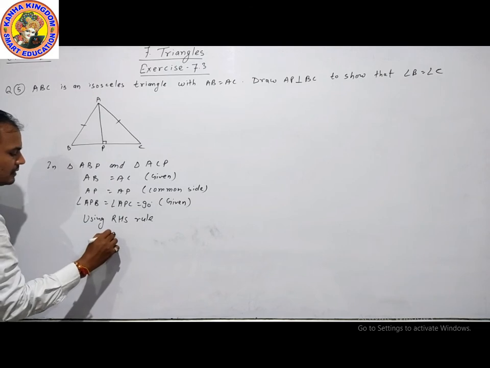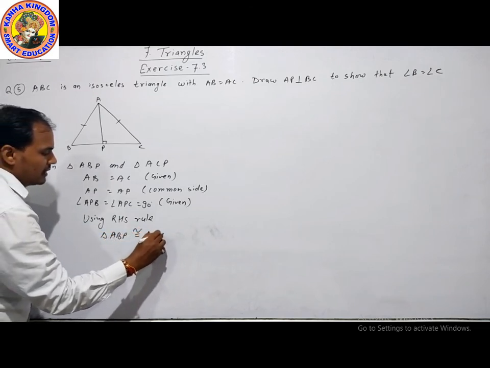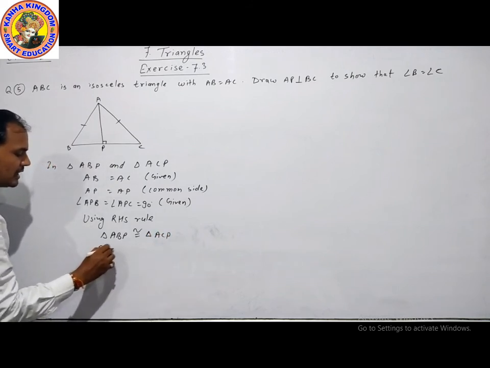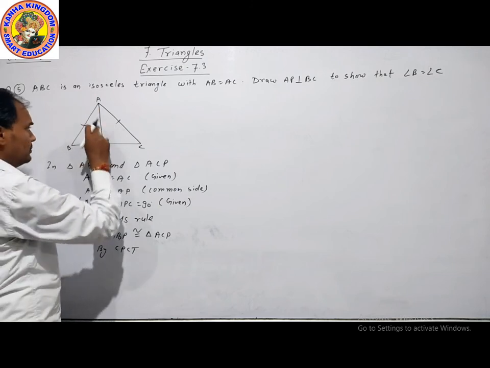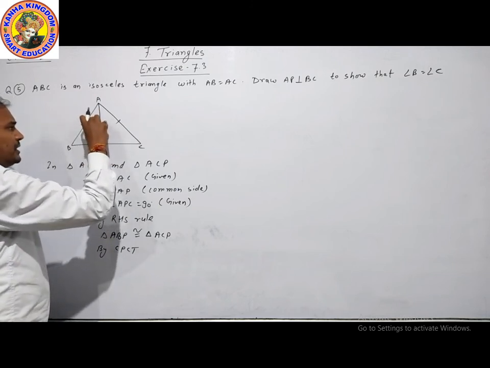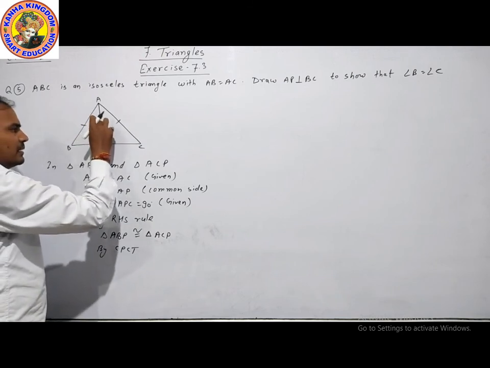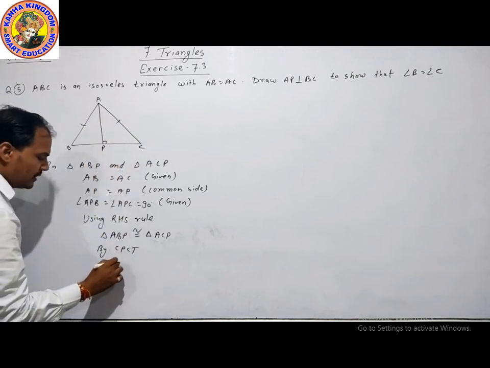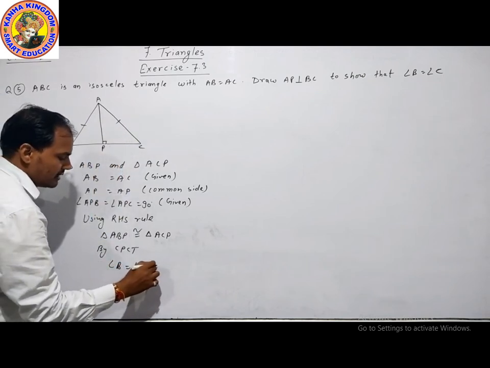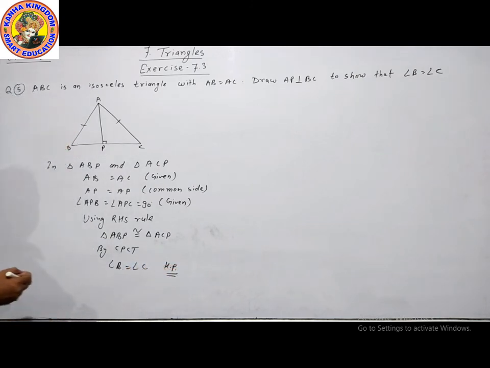triangle ABP is congruent with triangle ACP. By CPCT, AP and AP are equal, so the angle opposite to this, angle B, and the angle opposite to this, angle C. Angle B and angle C are equal. Henceforth, let us begin from this question.